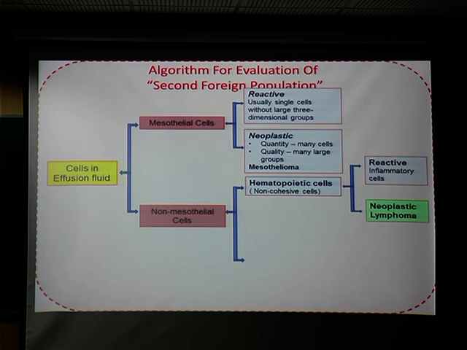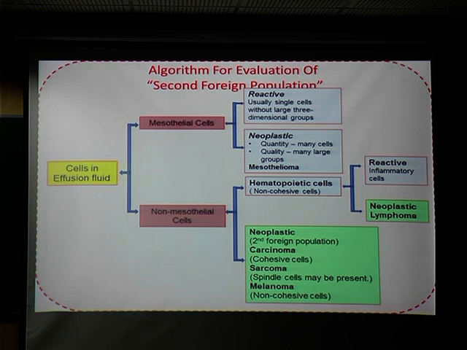Or you can have non-mesothelial cells as hematopoietic cells. They are again non-cohesive cells. They could be reactive or they could be neoplastic, and then you can label it as lymphoma and do the further workup. And if it is again a neoplastic population, but it is a second foreign population that we are interested in, you can call it a carcinoma.